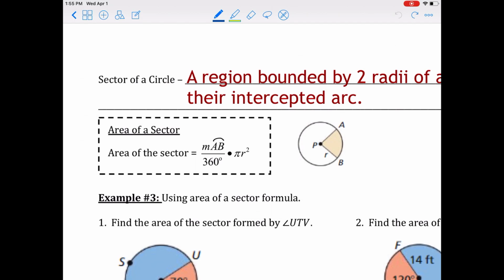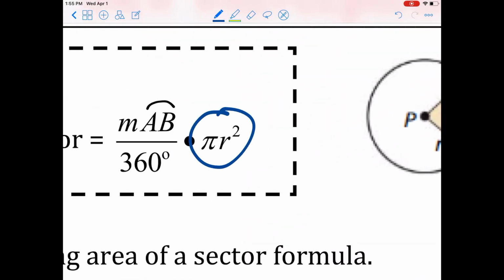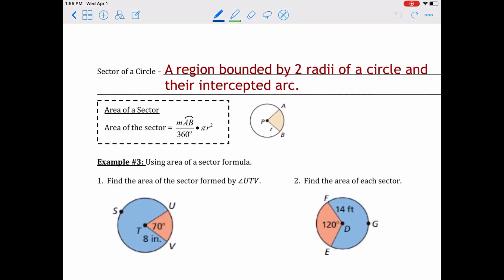If you notice, the area of the sector formula right here is almost exactly the same as the arc length. The only difference is you have your area formula right there. That's the only difference from what you did yesterday. So let's go ahead and practice that.